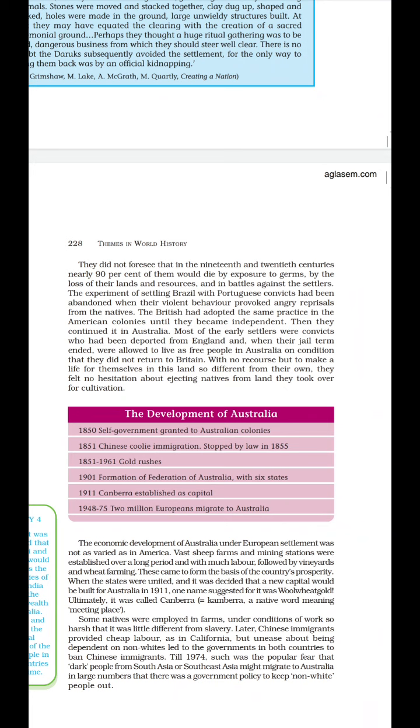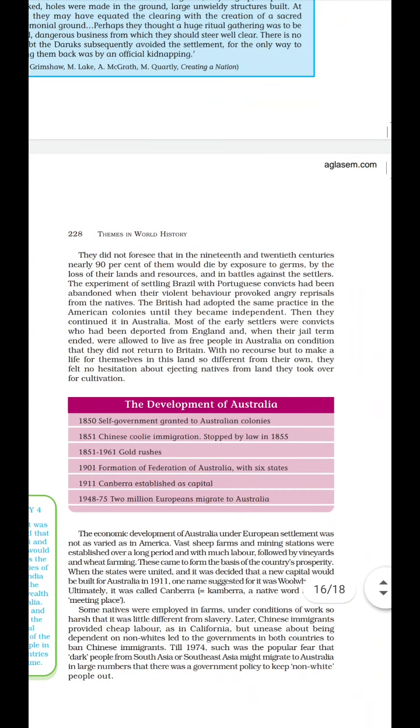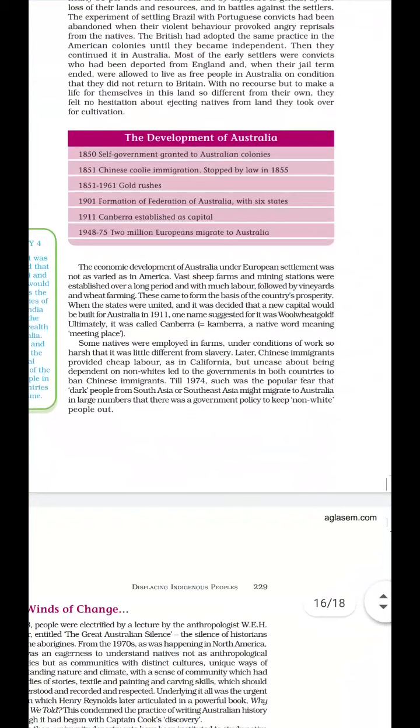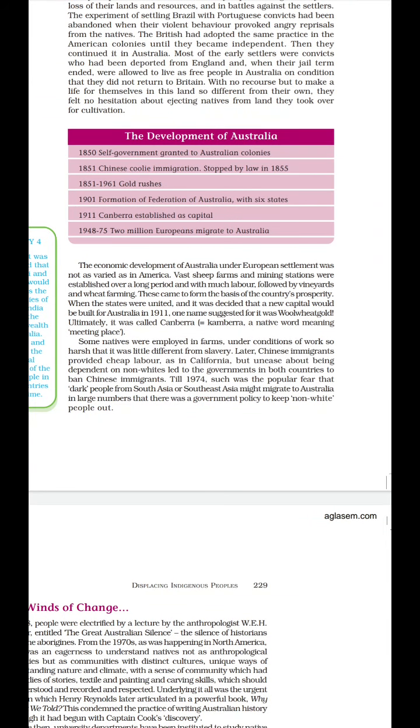They used to accept it, and they felt no hesitation to take the land from the native people. Clear? Now regarding the economic condition we will discuss. The economic condition of Australia under the Europeans was not as varied as America, because they had vast sheep farms and mining stations established. For that, large numbers of labor were engaged.